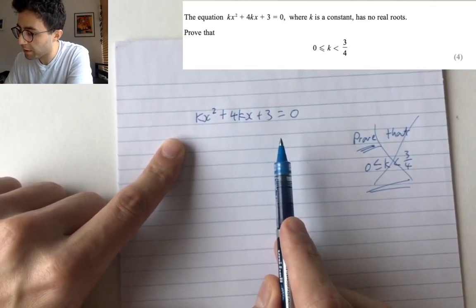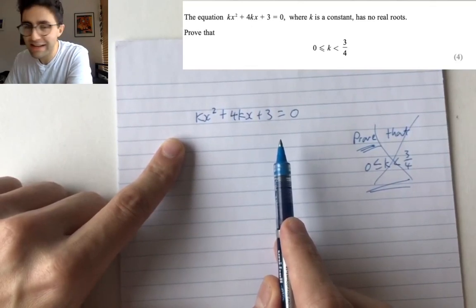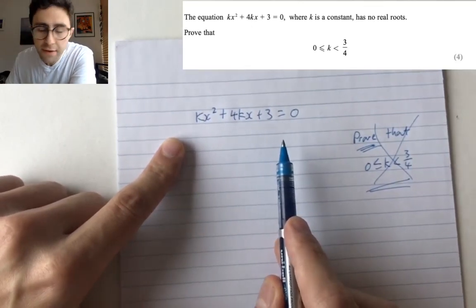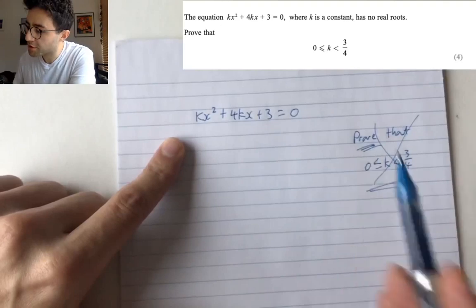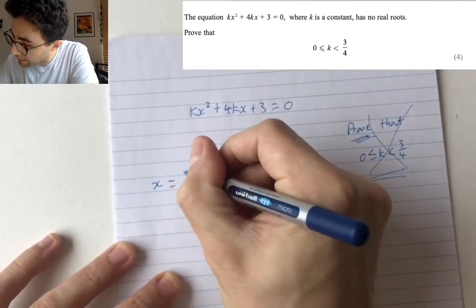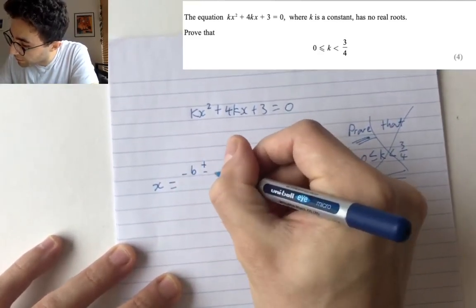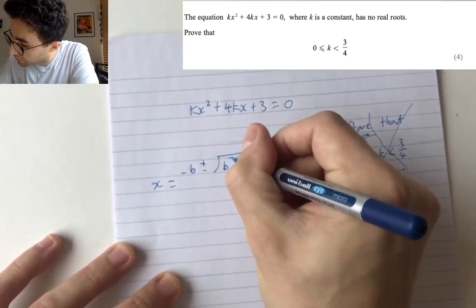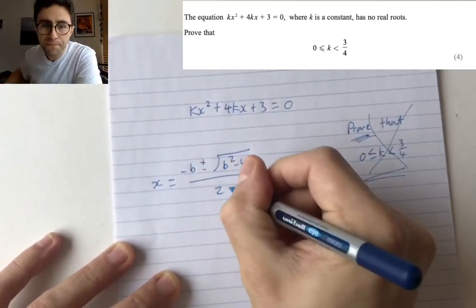Okay, so, well, back in the day at your first christening, you were taught about the quadratic equation. So let's just bust that out. x equals negative b plus or minus square root of b squared minus 4ac all over 2a.